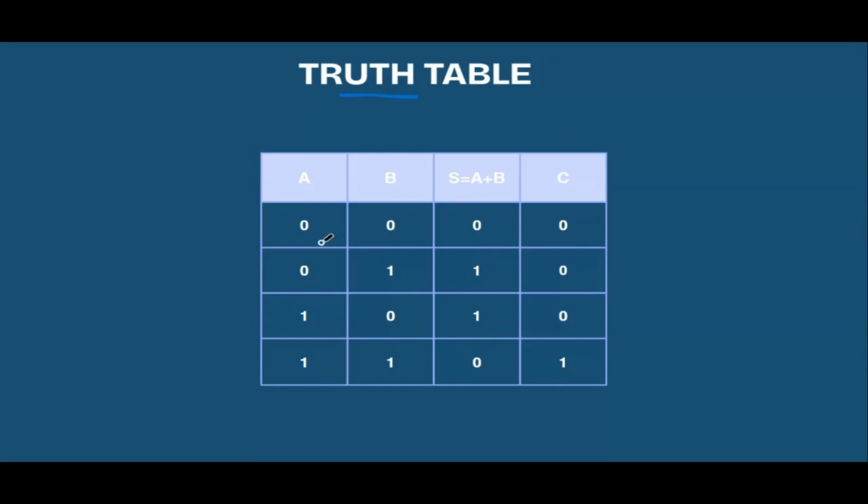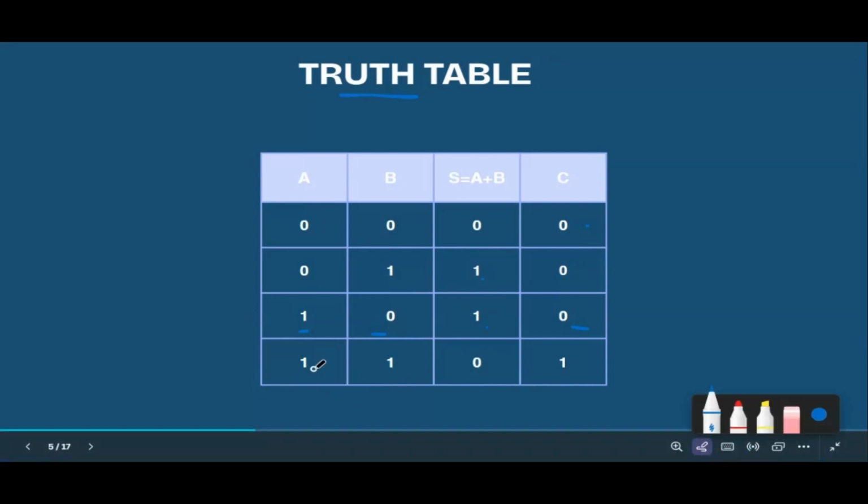As we have seen from the rules, 0 plus 0 is equal to 0 and the carry obtained is 0. The next case, 0 plus 1, gives the sum equal to 1 and the carry is 0. The next combination is 1 plus 0, which again gives a sum of 1 and carry equal to 0. Just as we have seen in the rules, 1 plus 1 is equal to 0 with the carry equal to 1.